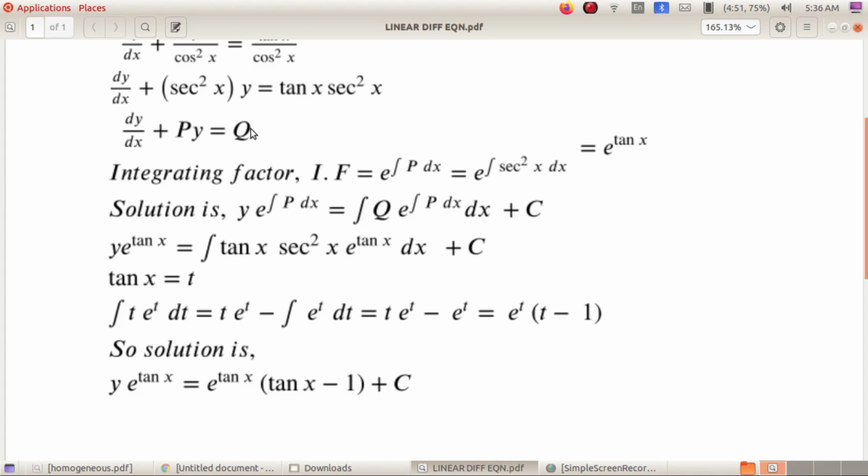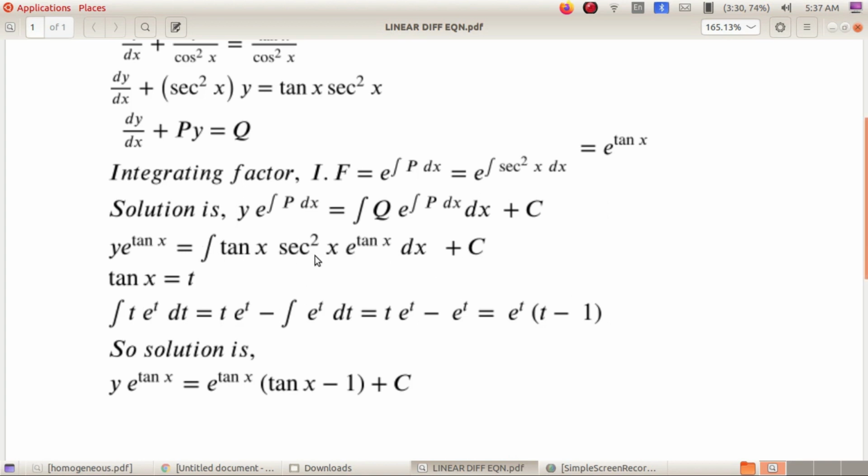So the solution of a linear differential equation is y into integrating factor equal to integral of q into integrating factor dx plus c. So y into e raised to integral p dx equal to integral q into e raised to integral p dx plus c. That is, y e raised to tan x equal to integral, q is tan x sec square x, so tan x sec square x e raised to tan x dx plus c.